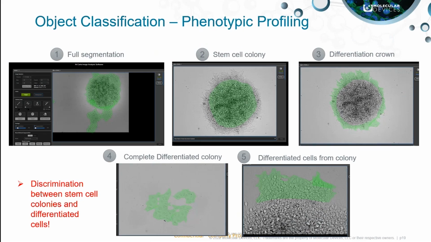This is something we have seen. It shows that we not only can segment intestinal organoids, but also different features of a stem cell colony, in this case differentiated cells and the core colony itself.